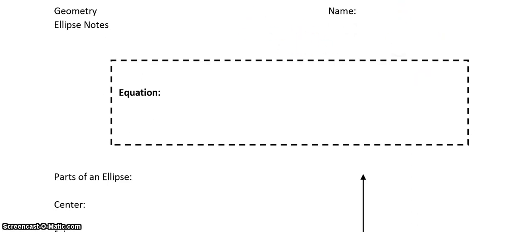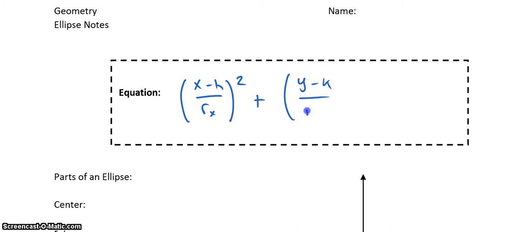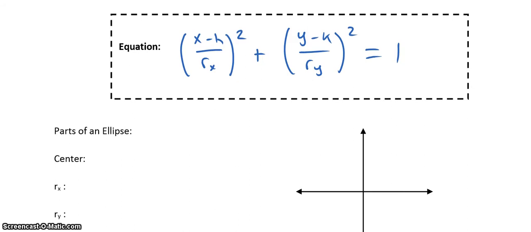Now, the form of the equation looks a little different. The equation looks like this: (x minus h) over r sub x, squared, plus (y minus k) over r sub y, squared, always equal to 1. Always equal to 1. Now, the center is still the same as a circle, so it's h comma k. So the same comes from here and here. Now our circle equation just kind of has denominators. It has some fractions in it.